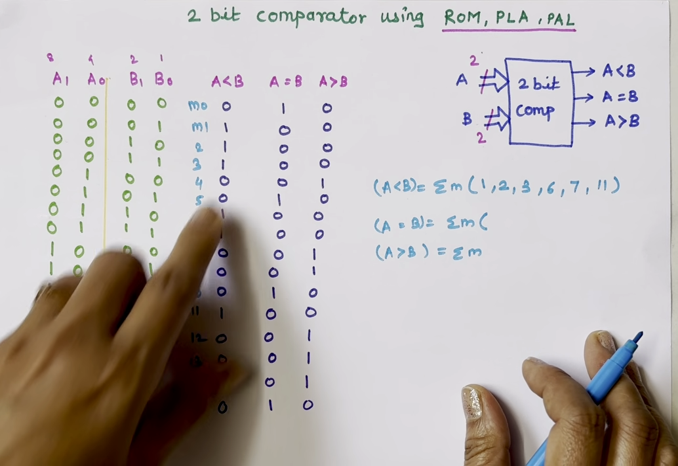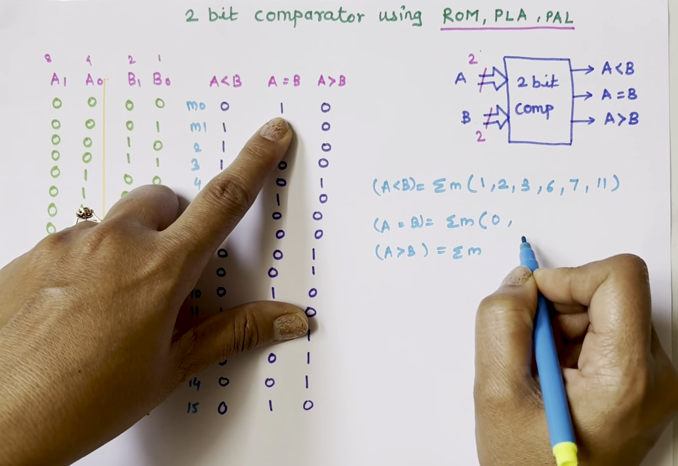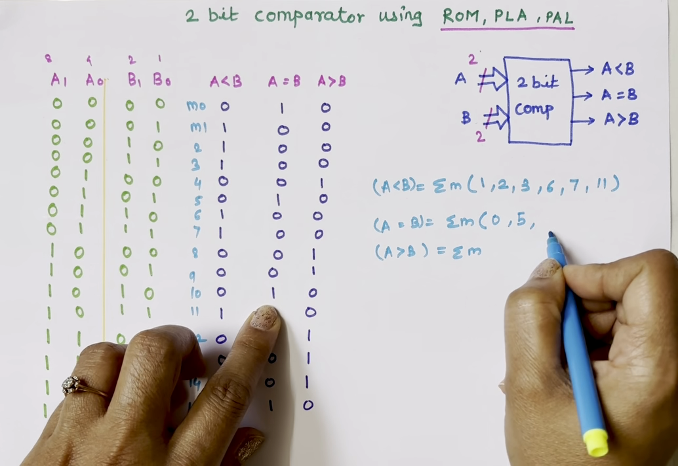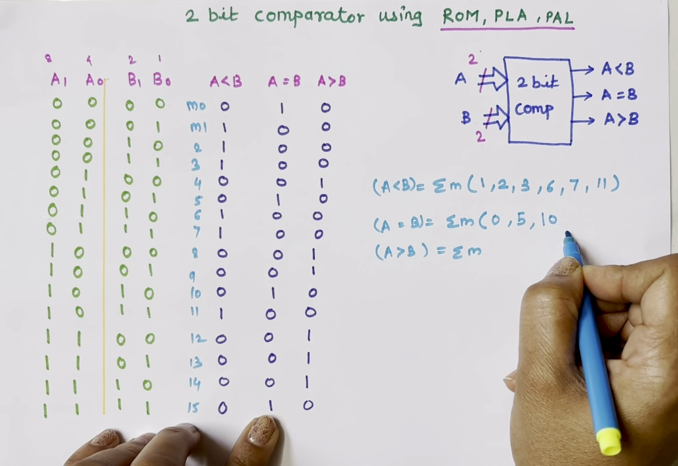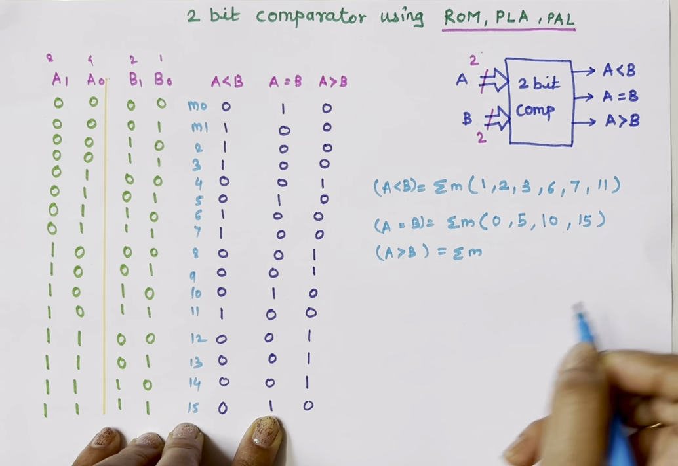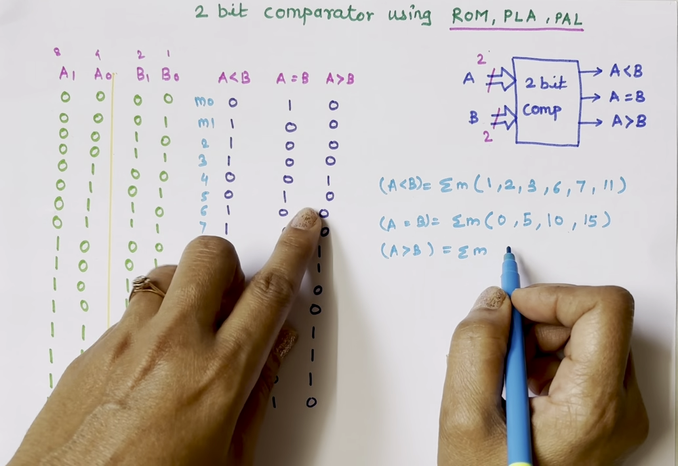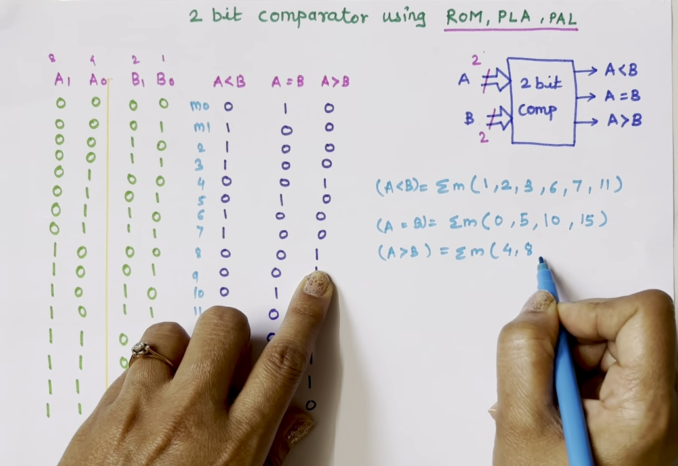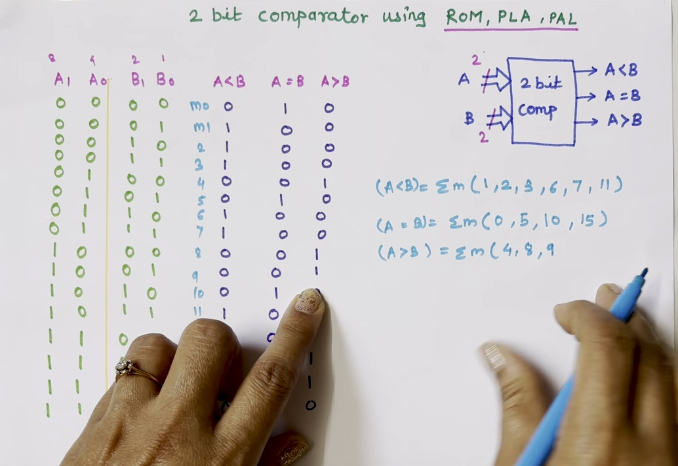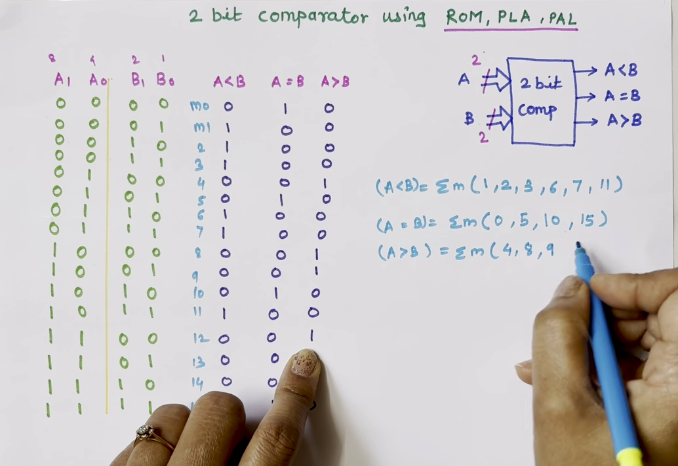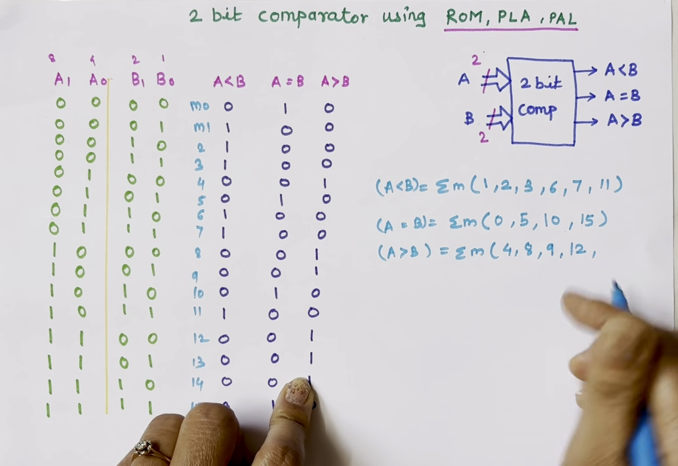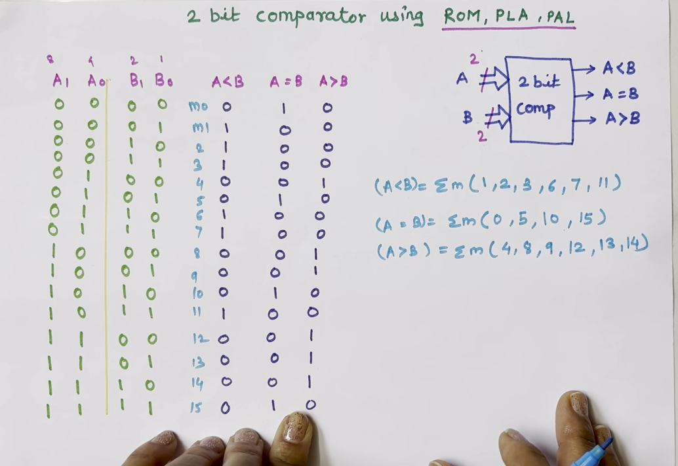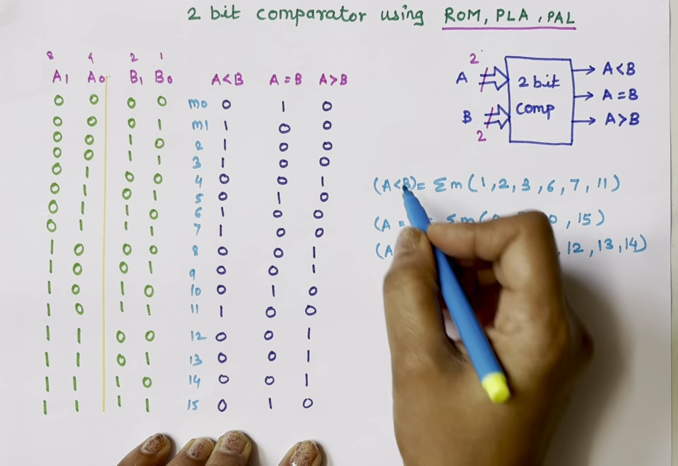For A equals B, it is 0, 5, 10 and 15. And A greater than B is 4, 8, 9, 12, 13 and 14. So these are the min terms for the 3 outputs.